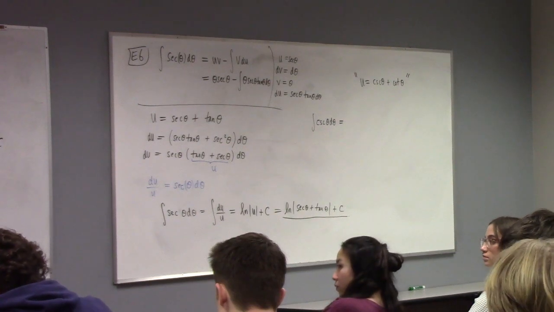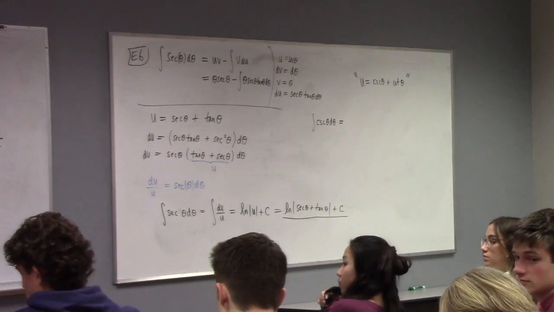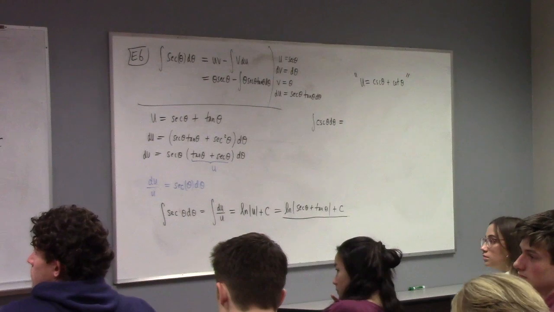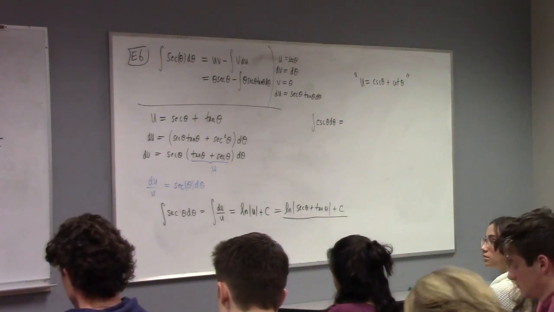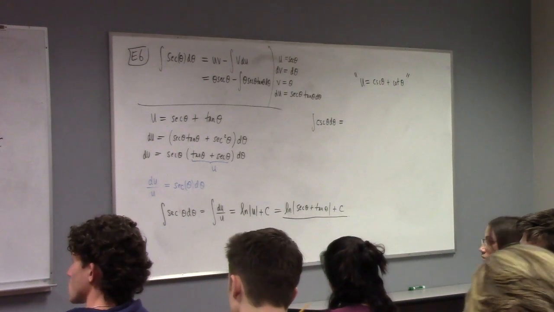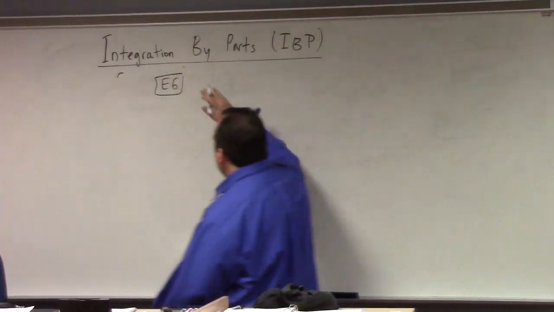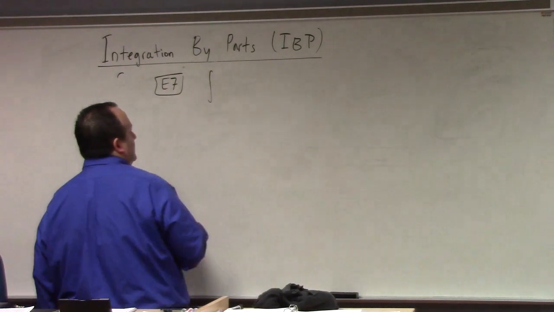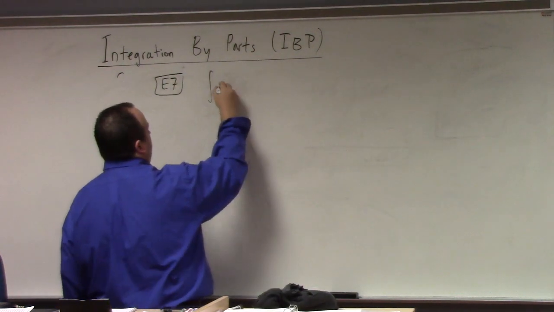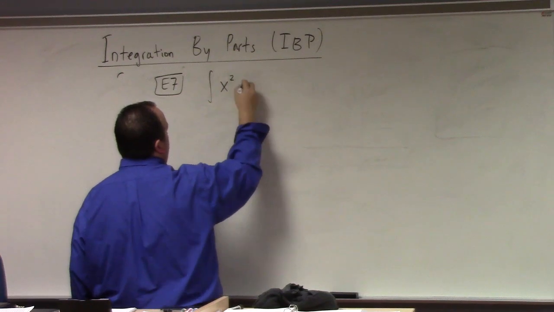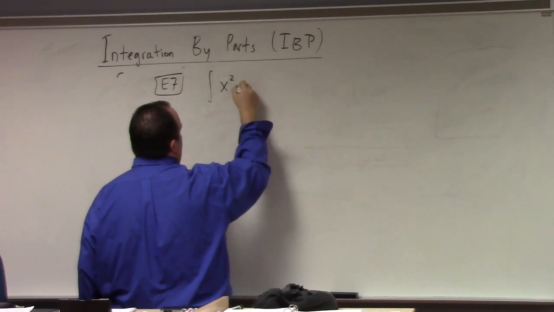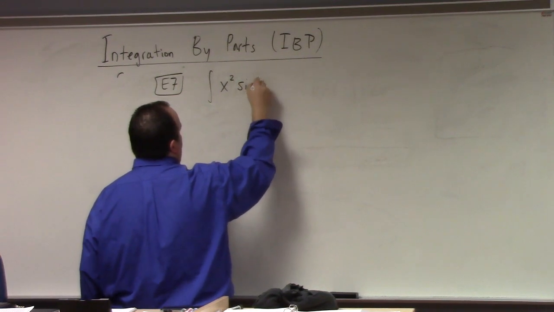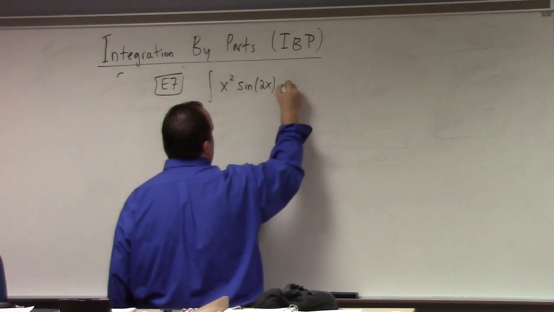So the other problem, or am I on example 6? Or is this 7? I can't remember. 7? Whew. Never been good at counting. Integral of, let's say, x squared sine of 2x dx.